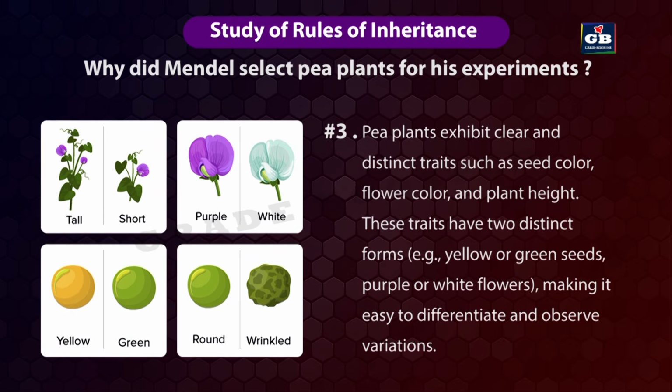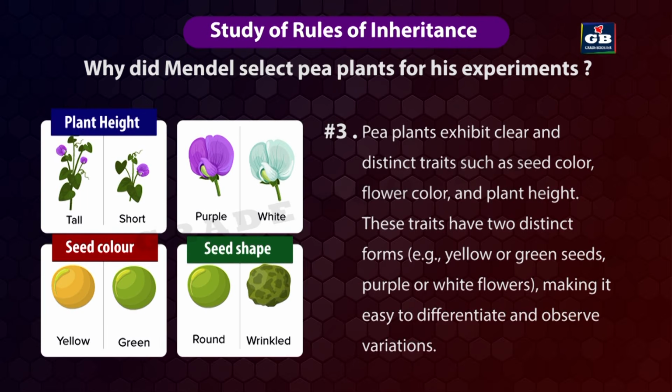Number 3. Pea plants exhibit clear and distinct traits such as seed color, flower color, and plant height. These traits have 2 distinct forms, that is yellow or green seeds, purple or white flowers, so making it easy to differentiate and observe the variations. Mendel used different sets of contrasting characters of pea plants like plant height, tall or short, seed color, yellow or green, seed shape, round or wrinkled, flower color, that is white or purple, etc.